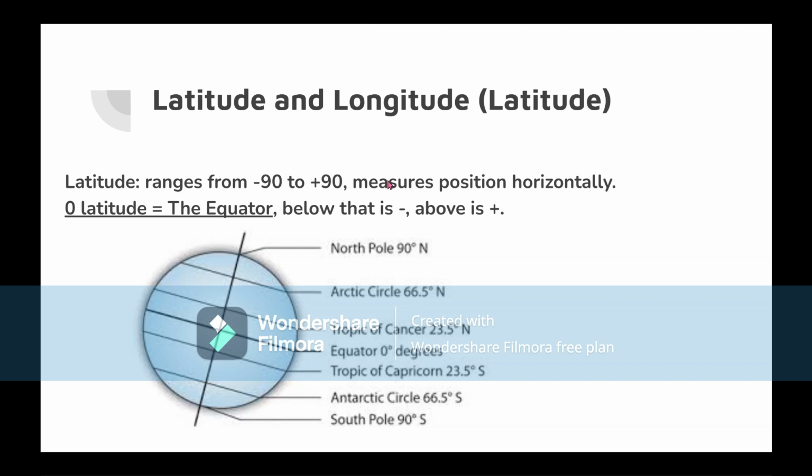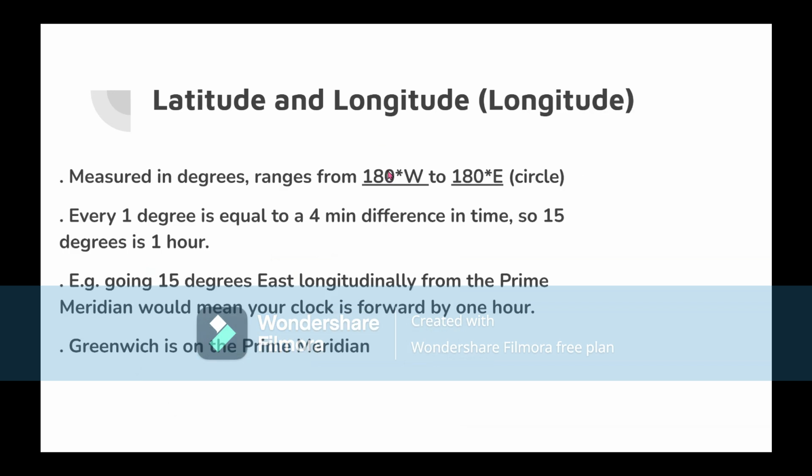The next component of latitude and longitude is, obviously, longitude. Longitude measures how west or east you are. It ranges from 180 degrees west to 180 degrees east. Because this is a globe, or sorry, an oblate spheroid, it goes all the way around like a circle. Where it starts, 0 degrees longitude, is the prime meridian, which is Greenwich.